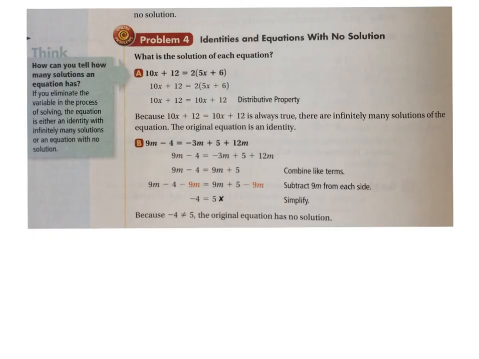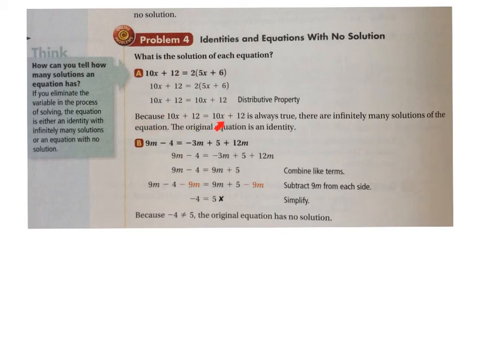Just when you thought it couldn't get more fun, we can do other weird things, like say, oh, there's no solution. Or we'll talk in a minute about infinitely many solutions. Sometimes there is literally no solution that works, and you have to pay attention to the pattern for that. So we start out with this example. We have 10x plus 12 equals 2 times 5x plus 6. Now, as a good student of mathematics, obviously you would distribute the 2 over here. So I get 10x plus 12 equals 10x plus 12.